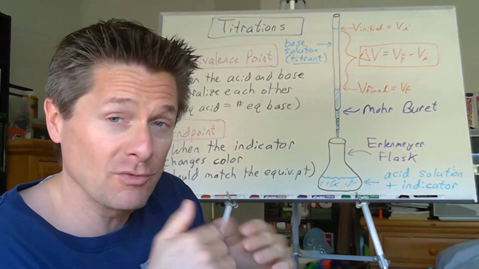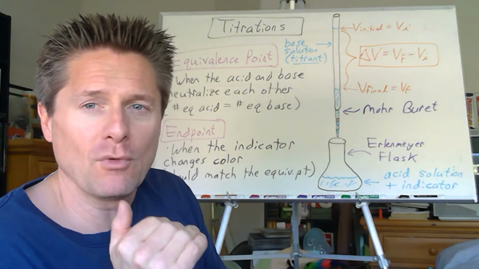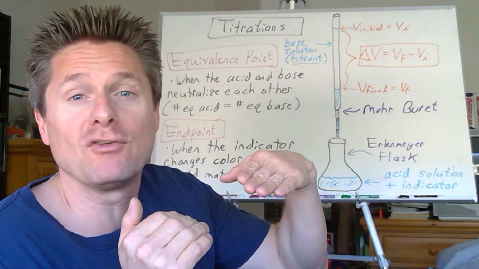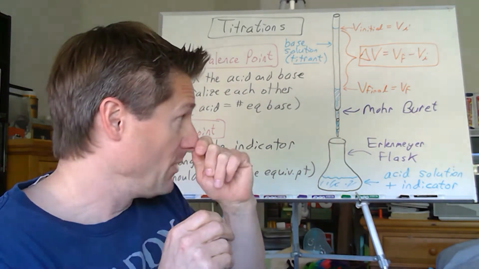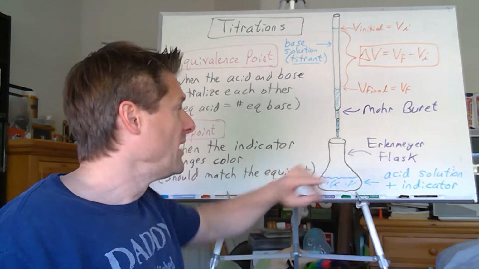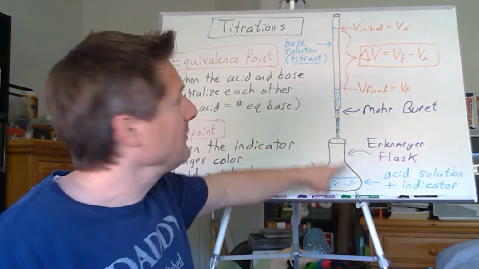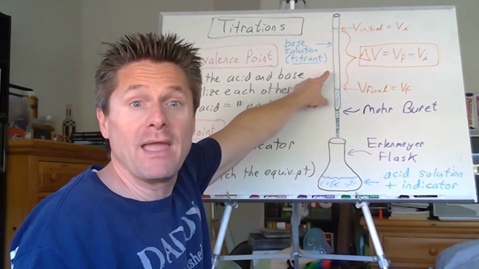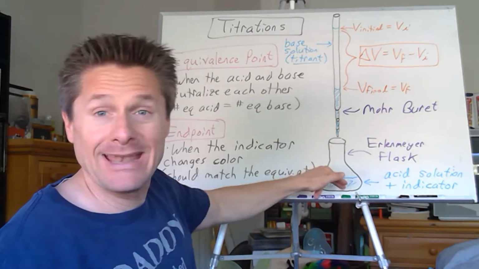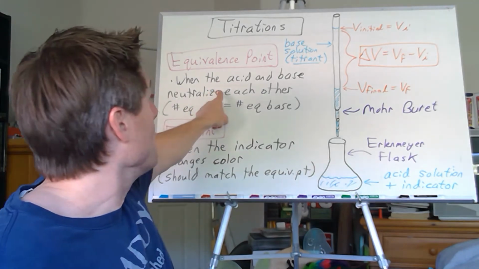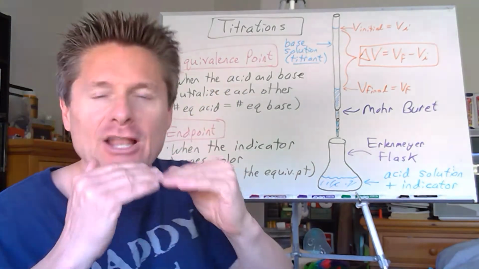Not necessarily true with moles to moles. If I have 0.2 moles of acid, it may or may not require 0.2 moles of base. It depends on the stoichiometry of the neutralization reaction. But when you're dealing with equivalents, it's always 1-to-1. So the number of equivalents of acid requires the exact same number of equivalents of base. If I have 0.2 equivalents of acid and I've added 0.2 equivalents of base, boom, that's the equivalence point. They've exactly neutralized.